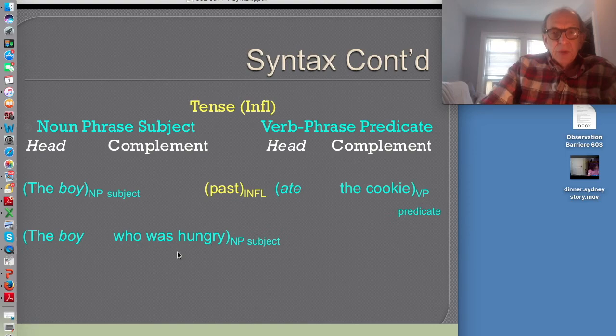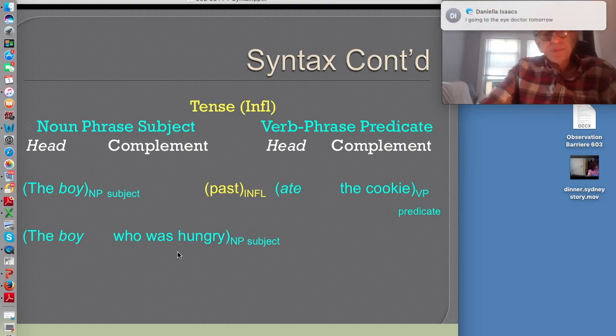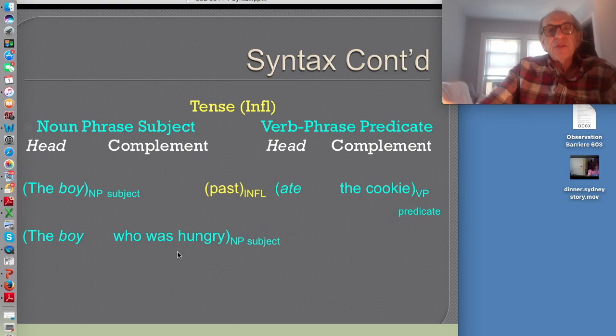Now, I gave you a more complex sentence. We looked at a more complex sentence. The boy who was hungry did something or other. And the boy who was hungry, I asked everybody last week, I ask you, what is the full noun phrase subject of the sentence, the boy who was hungry ate the cookie? I believe that's the sentence, but the second part is hidden here.